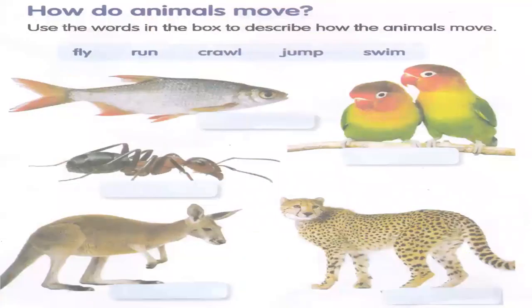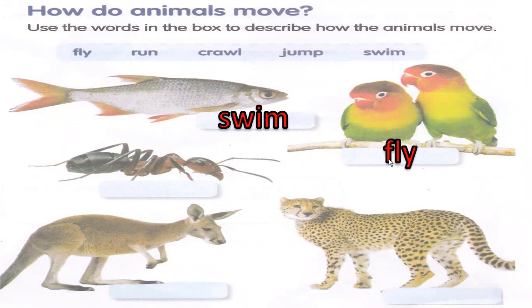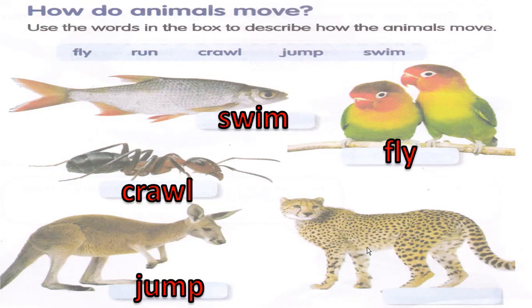Next, page 13. How do animals move? Use the words in the box to describe how the animals move. Fly, run, crawl, jump, swim. Fish can swim. S-W-I-M, swim. The birds can fly. F-L-Y, fly. An ant can crawl. C-R-A-W-L, crawl. A kangaroo can jump. J-U-M-P, jump. A cheetah can run. R-U-N, run.